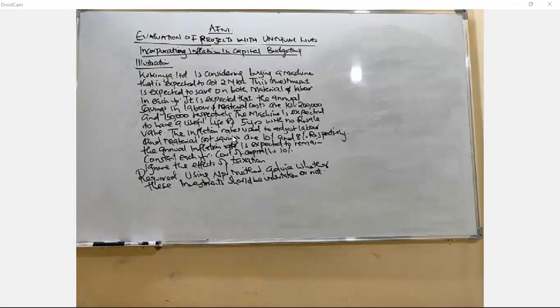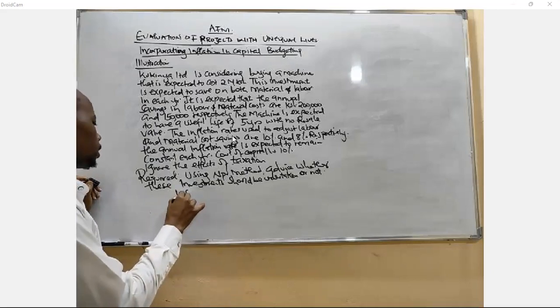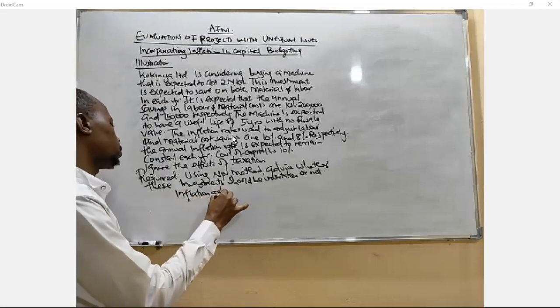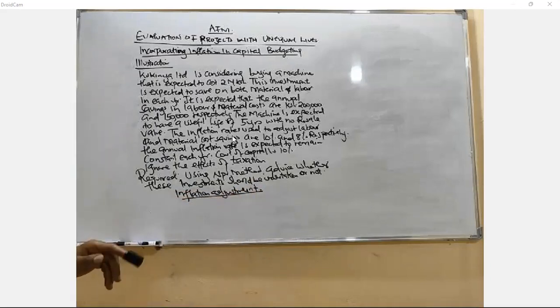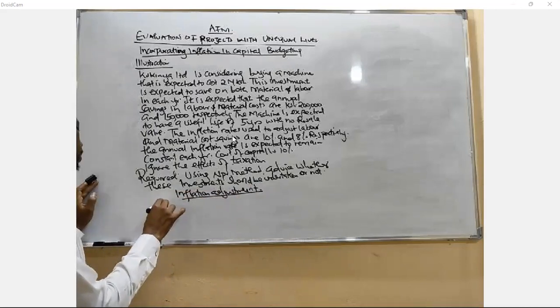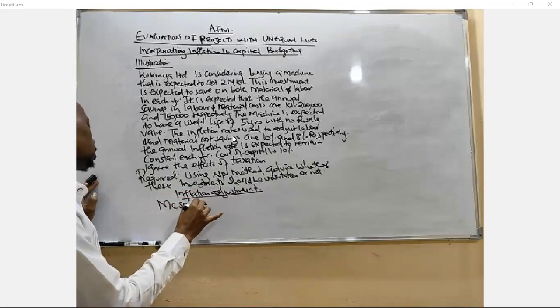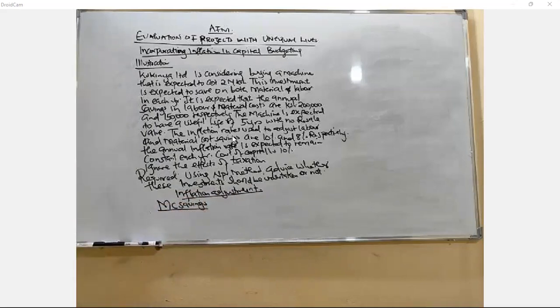The first thing that you're going to be doing here is factoring in the inflation rates. We are going to be using the inflation adjusted cash flows. Let me start with the inflation adjustments, starting with the material cost savings. Now, the project is going to be taking 5 years.